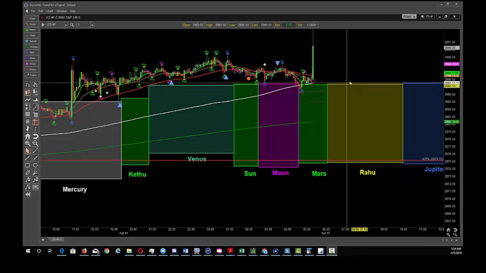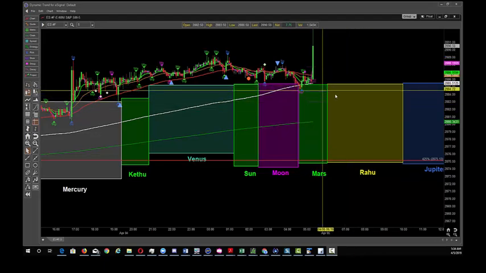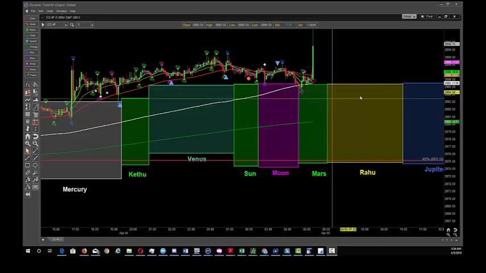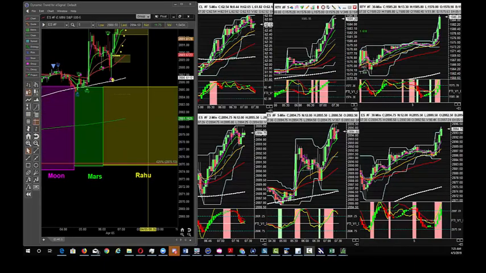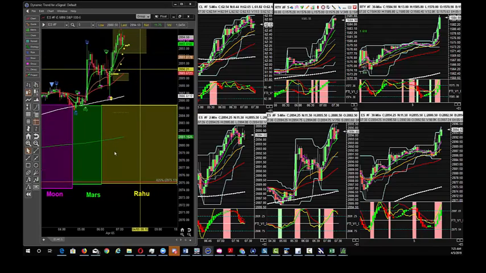Now after this, I'm going to pause the video here, and then we'll take a look at it intraday. We have the Rahu window starting, and as soon as the market starts, it should create volatility. Currently almost an hour of market action is in place already. As you can see, we are in the Rahu window.